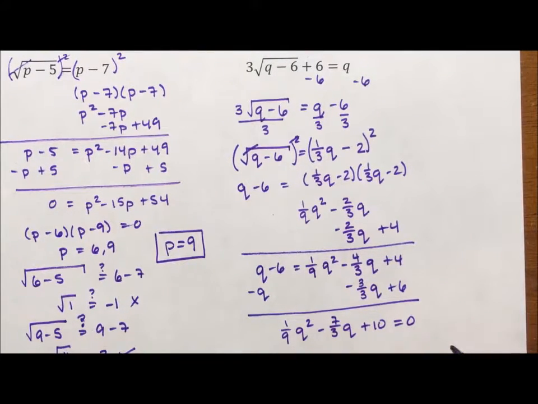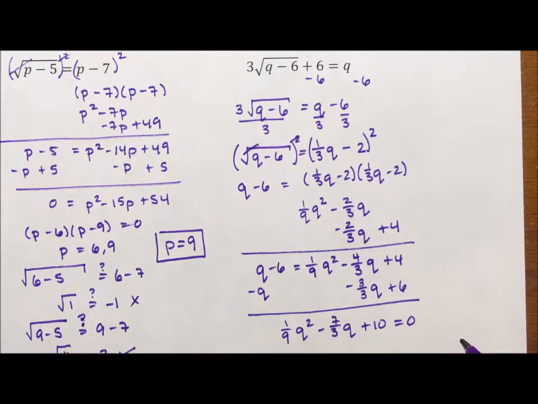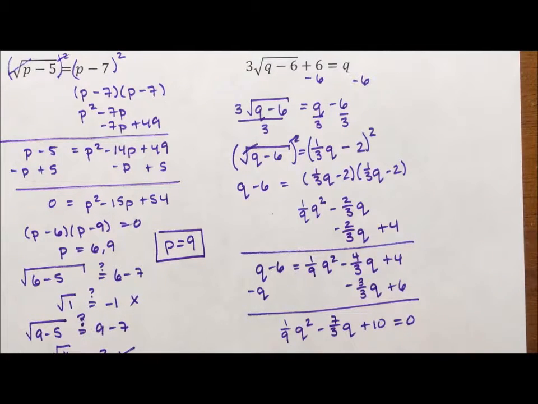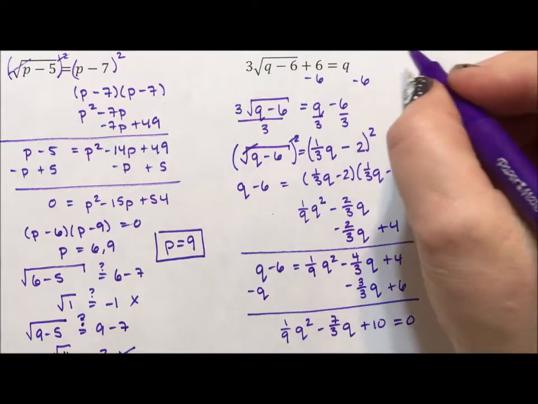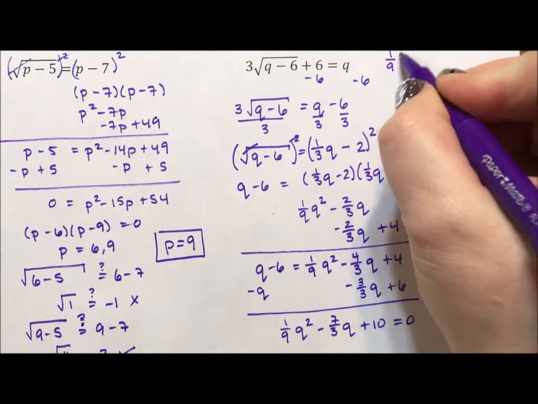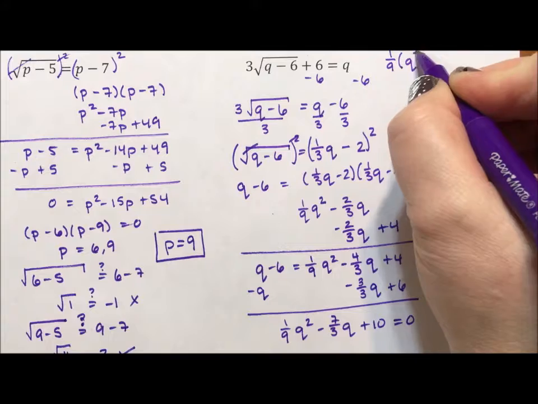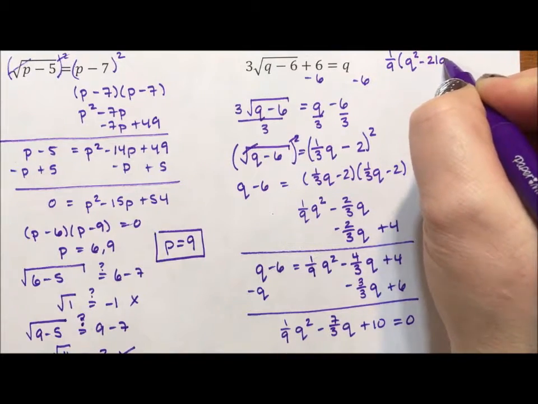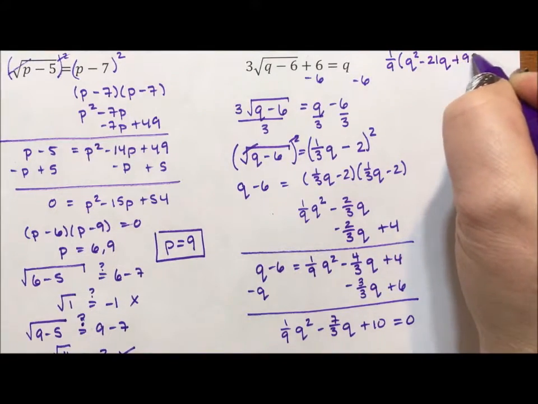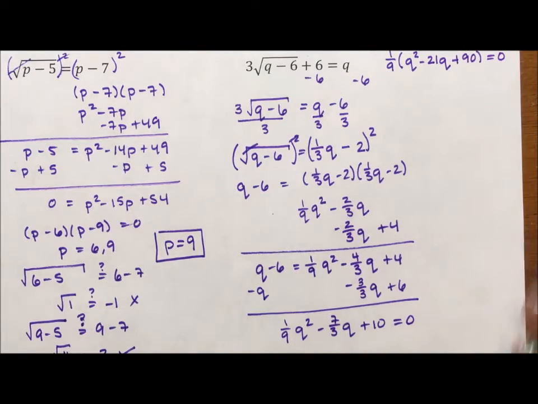Okay, so I know a lot of you are looking at all of these fractions and going, oh no, not a fraction. It's okay. What I'm going to do is factor out a 1/9. So if I factor out a 1/9, I get q squared minus 21q plus 90 equals 0. If you're not sure how to do that, essentially when you factor out 1/9, you're multiplying each term by 9 to pull out the 1/9.